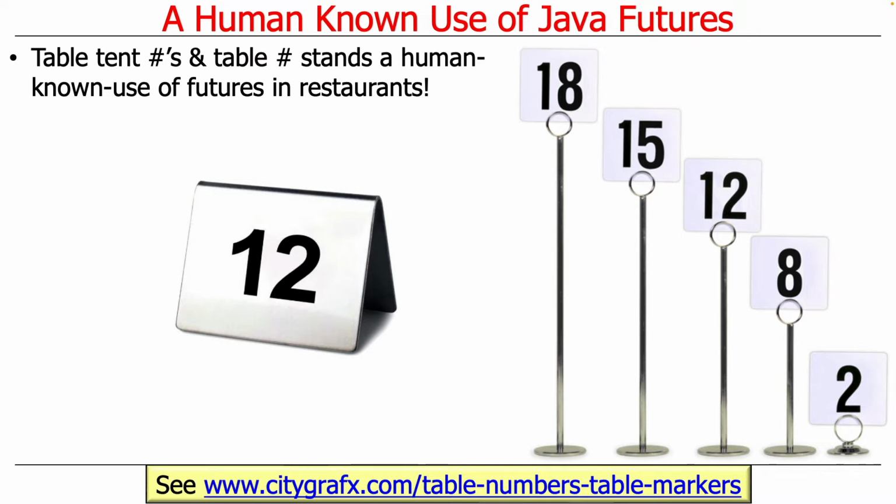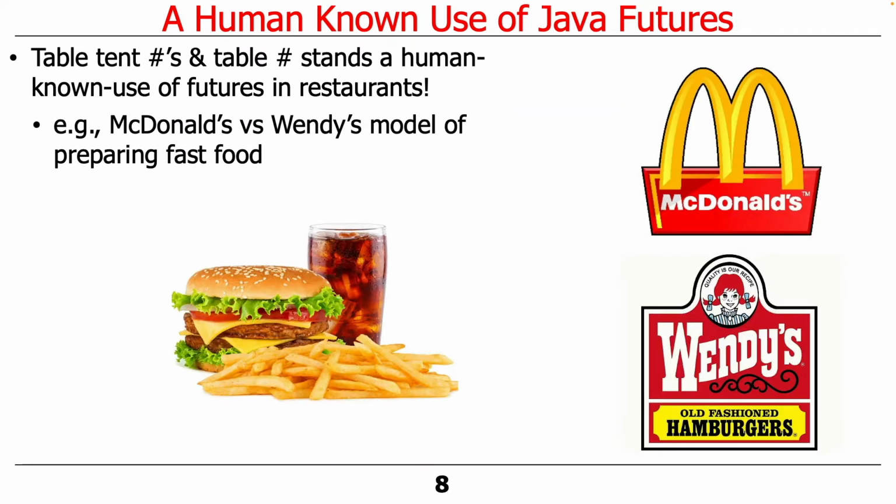There are some really fun examples of human-known uses of futures in the context of fast food restaurants. Historically, these have been conveyed through table tent numbers or table number stands. Nowadays, you're more likely to get a piece of paper with a number written on it, but back in the day, and at some restaurants, you'll still get these little plastic tokens. If you go to a deli where you order and then they bring you your food, you typically get some kind of table number stand like this.